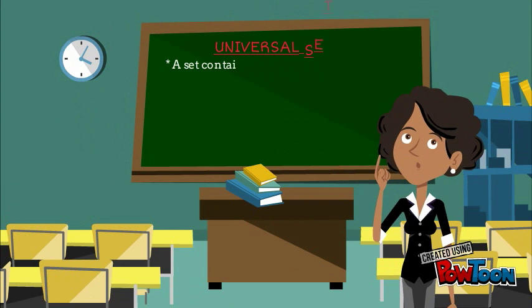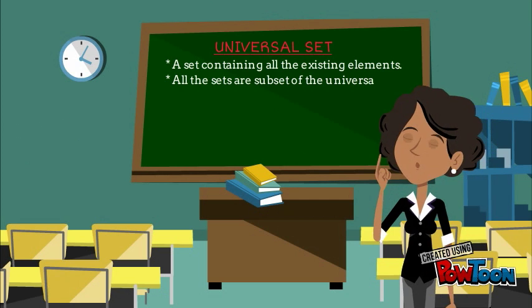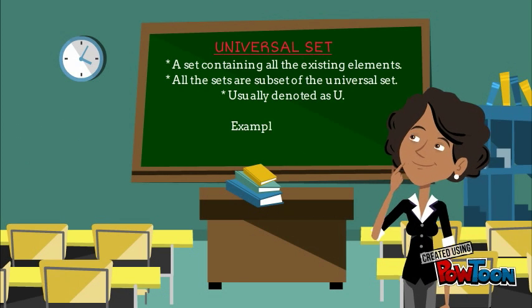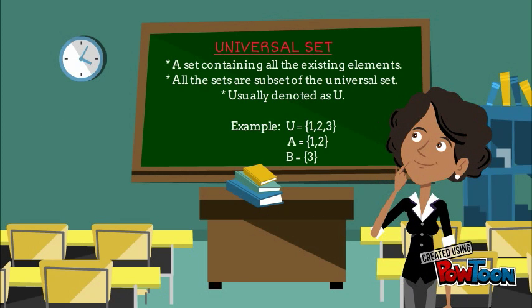Universal set, a set containing all the existing elements. All the sets are subsets of the universal set and usually denoted as E. Example, the universal set is equal to {1, 2, 3}. Set A is equal to {1, 2}. Set B is equal to {3}. Sets A and B are subsets of the universal set.